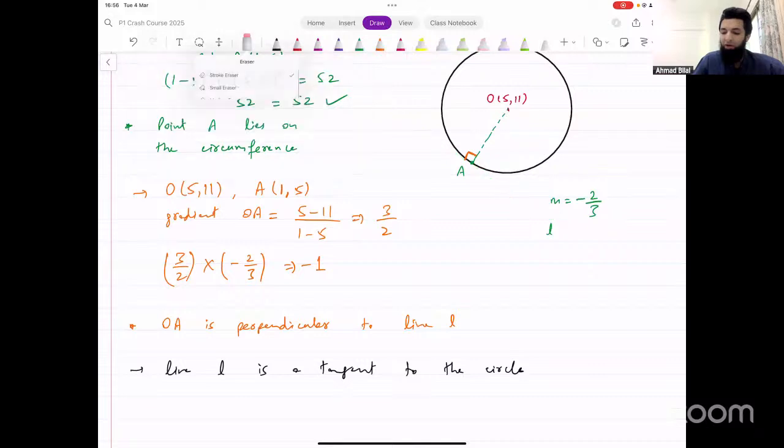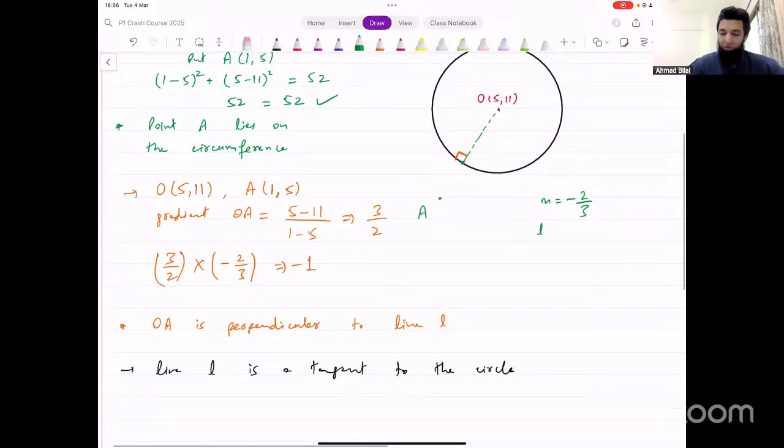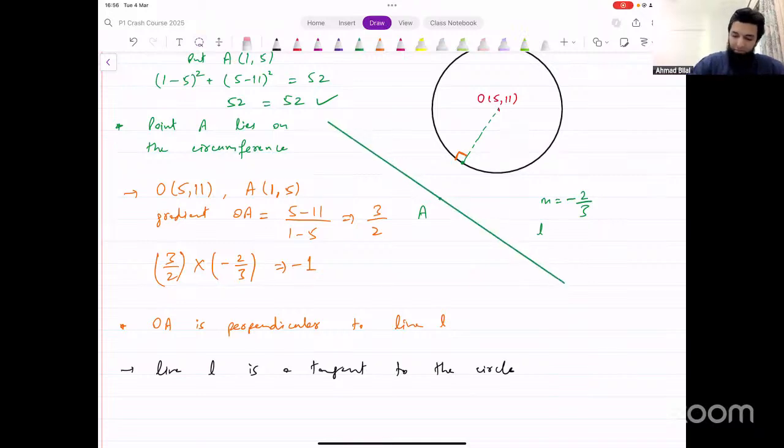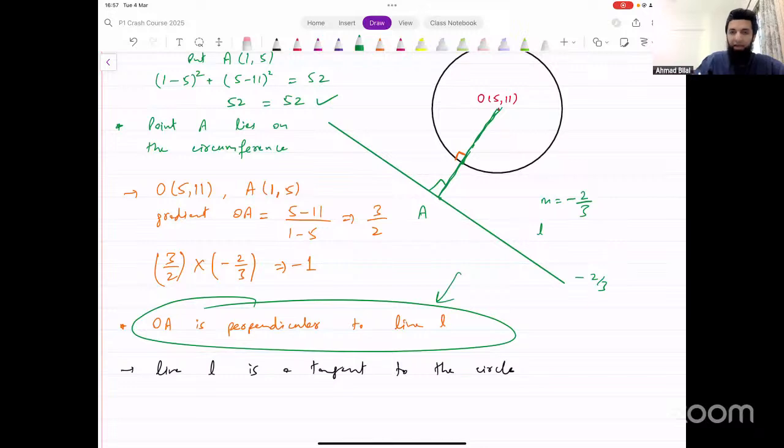For example, what if the point A was instead here? That's also possible, right? In that case, the line L would look like this. It passes through the point A. It has gradient minus 2 over 3, and it is still perpendicular to OA. Now, line L and OA are perpendicular, but the line L is not a tangent in this case. So just proving that OA and the line L are perpendicular is not sufficient proof for the line L being a tangent.